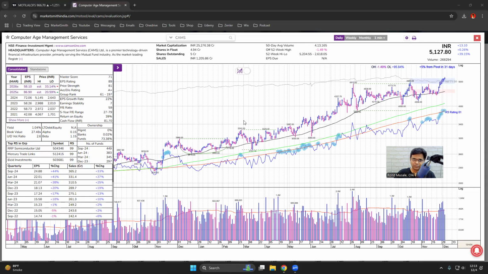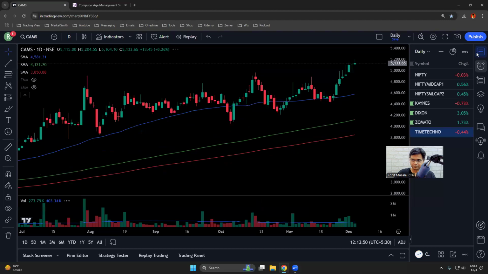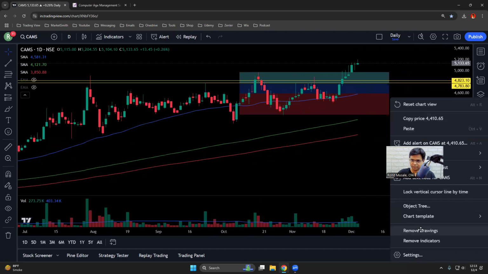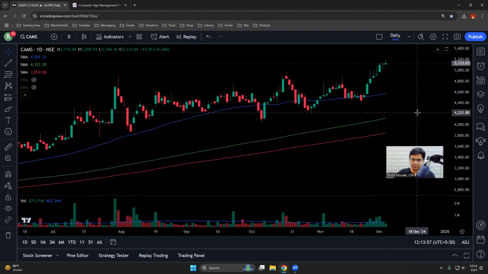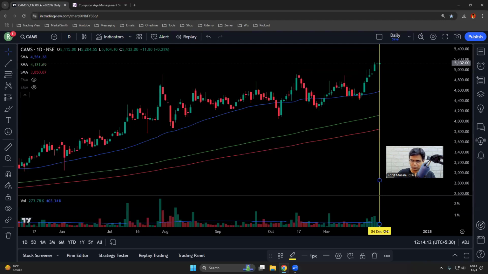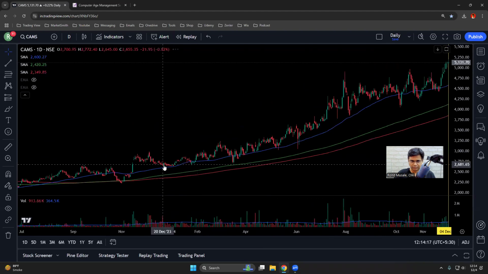Now, first we need to understand what is 52-week high and low. So let's go to CAMS. So have a look at this. Okay. Let me remove all this. Have a look at this. So currently we are on 4th of December. So if you go back to, let me draw a vertical line here. So see, I have drawn a vertical line here. Let's go back to 4 December 2023.